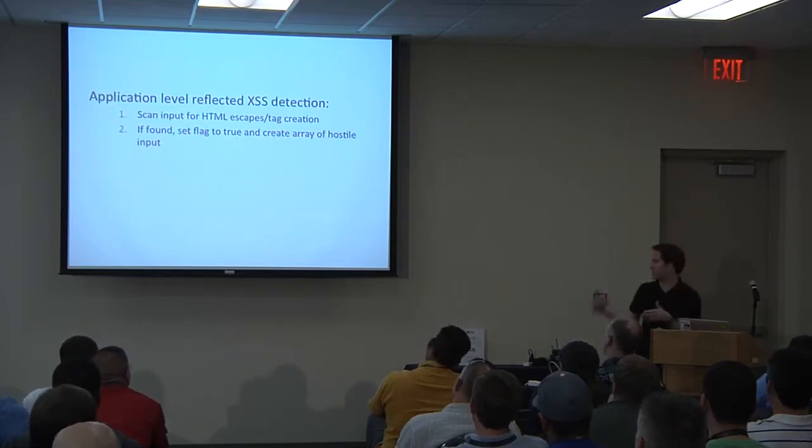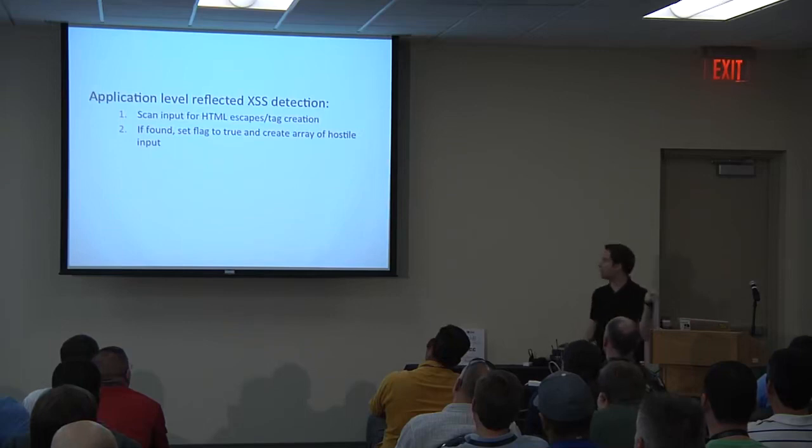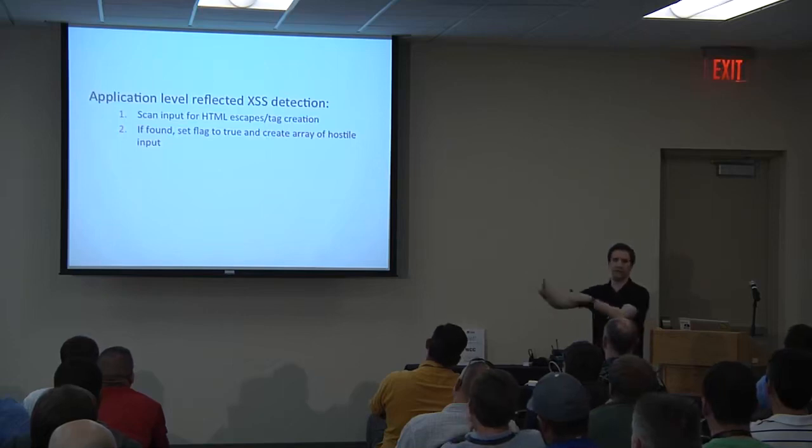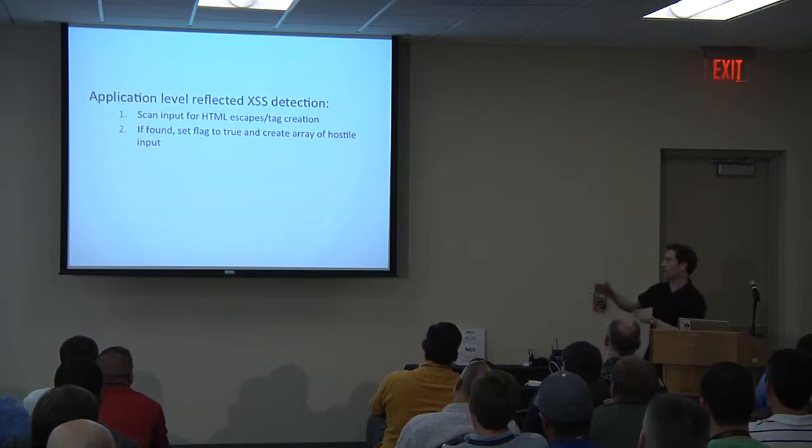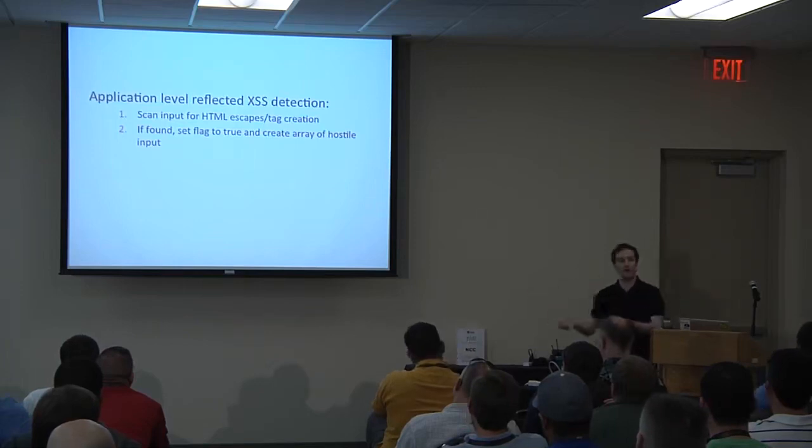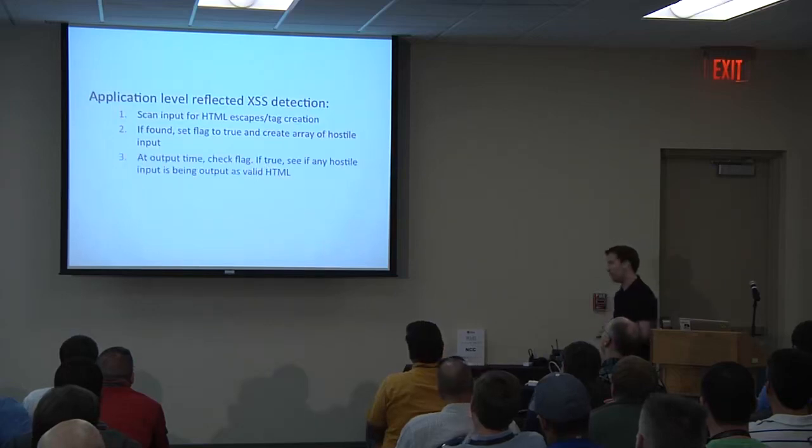It's trying to escape, it's trying to create. Cool. Set that flag to true, and then build up an array of what all of those look like. So there was a double quote, close bracket, script alert, open bracket, script alert 1. There was a quote on error equals alert 1. Whatever it was, build that up into an array. At output time, right as your output's flying out the door, check that flag.